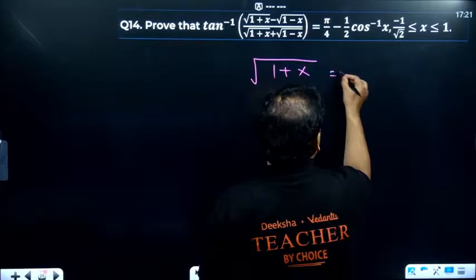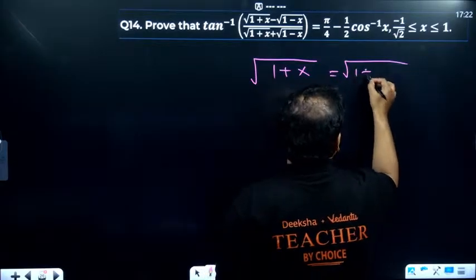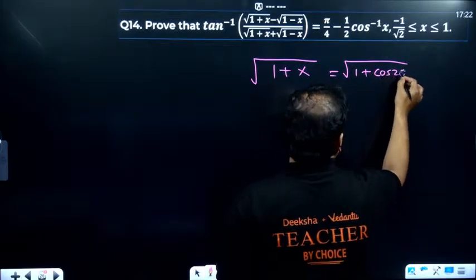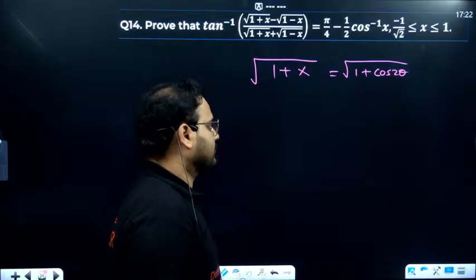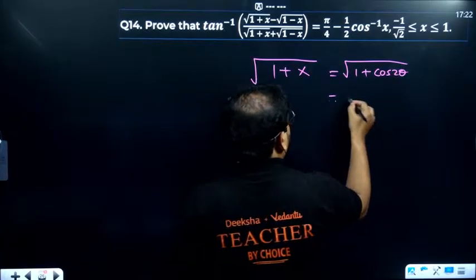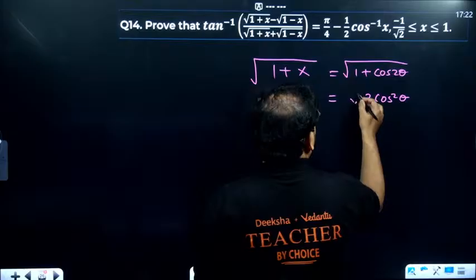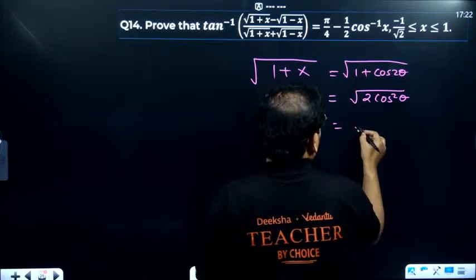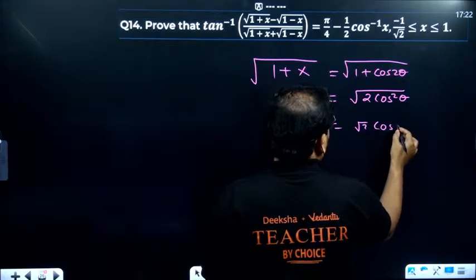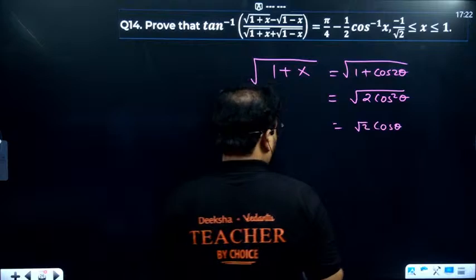By taking this value as simply 1 plus cos 2 theta. Okay, sir. What am I going to get from here? I'll get this as 2 cos square theta, and this will become root 2 cos theta.